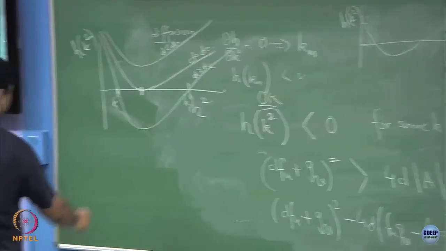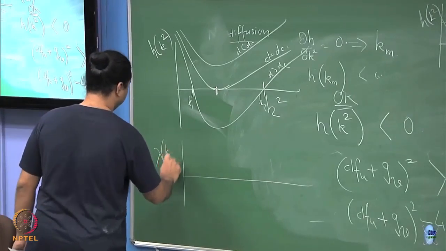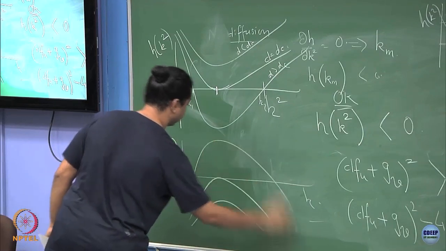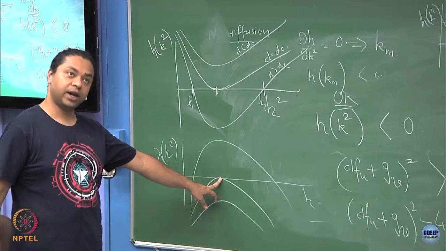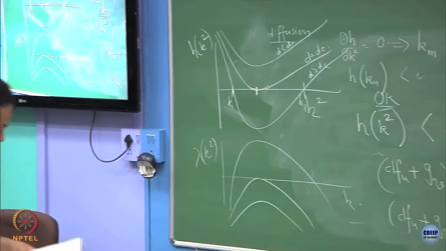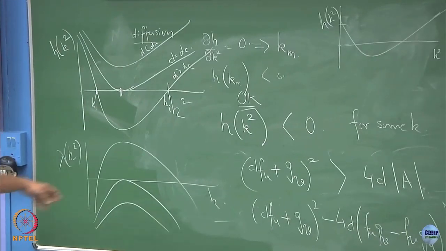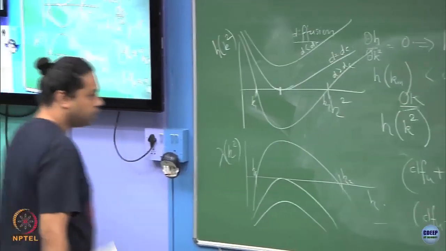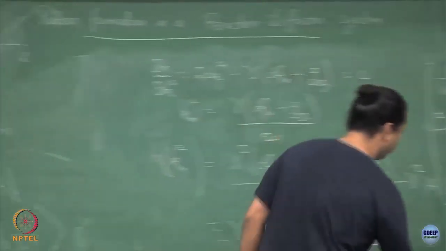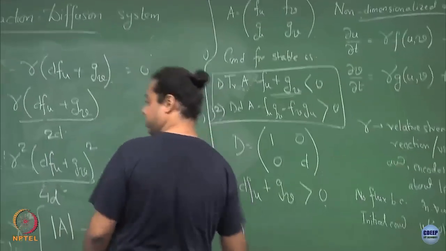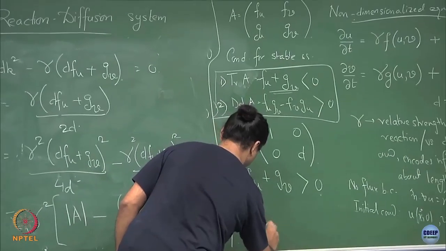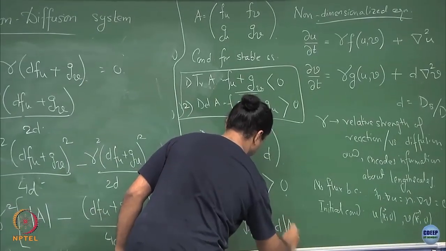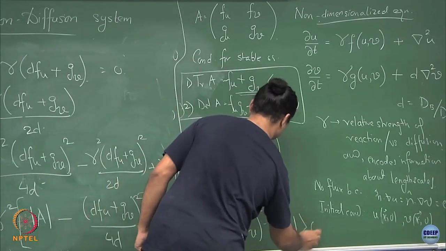Correspondingly, if you were to plot this lambda, the actual eigenvalue, you would get something like this, and then something like this, and then something like this. At the critical point, there would be one wave vector for which this lambda is just positive, and then there will be a range of wave vectors k 1 to k 2. Okay. So, this is the fourth condition that I now have for pattern formation, which is that whatever I wrote down, (d fu plus g v) whole square minus 4 d into the determinant of A, must be greater than 0.